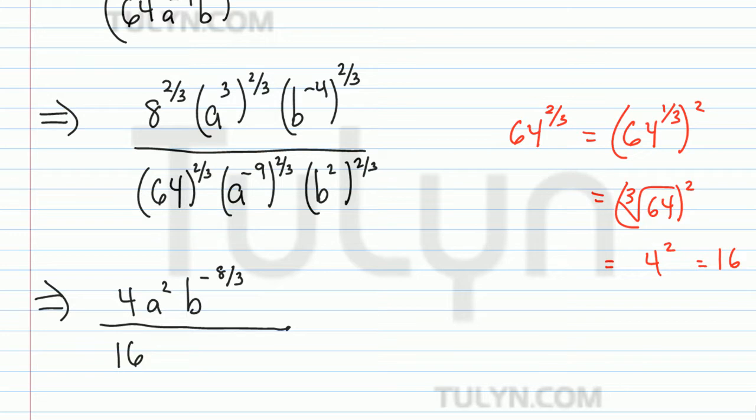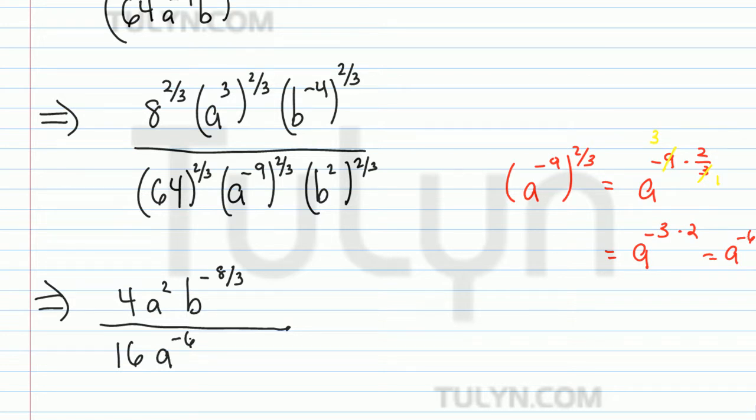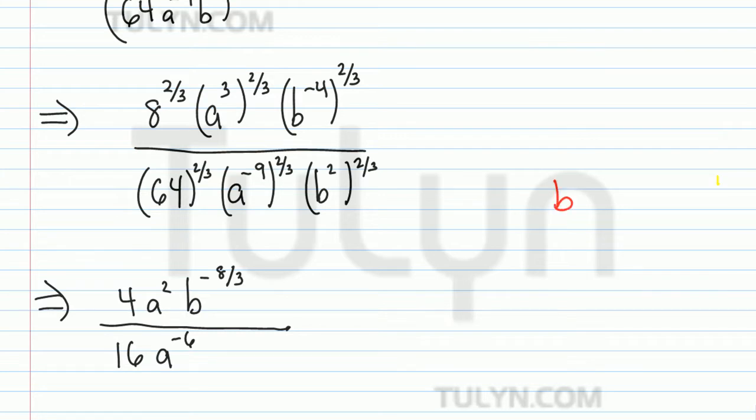Then for the a term, let's erase the scrap work. We get a to the negative 9 to the 2/3 power, which is a to the negative 9 times 2/3. And these can cancel. This becomes a 1, and this becomes a 3. So we're left with a to the negative 3 times 2, which is a to the negative 6. And then finally, our last term, the b in the denominator. To simplify that, we get b squared to the 2/3, which is b to the 2 times 2/3, which simplifies to b to the 4/3. So we write b to the 4/3.